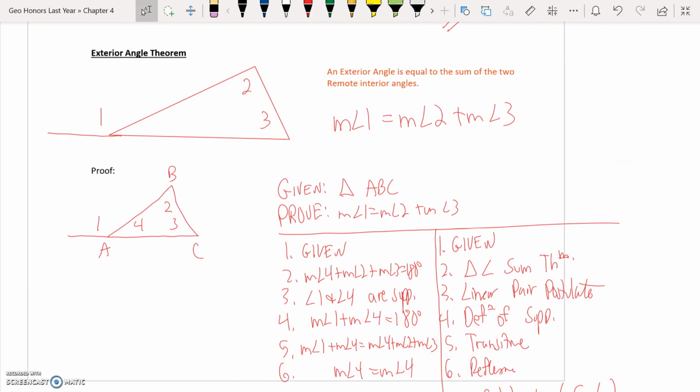And this also leads to what's called the exterior angle theorem. This is one of those step saver reasons. An exterior angle like angle 1 is equal to the sum of the two remote interior angles. So we could say that measure of angle 1 equals measure of angle 2 plus measure of angle 3.